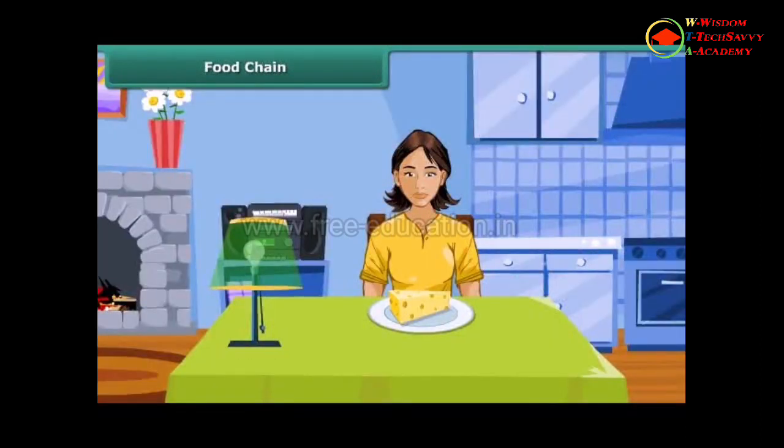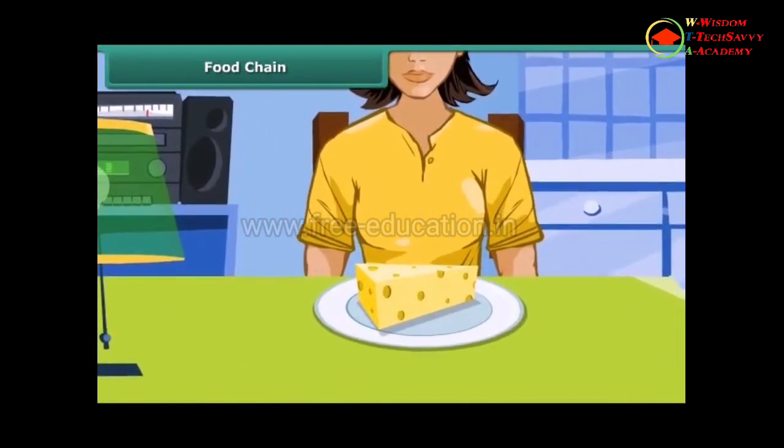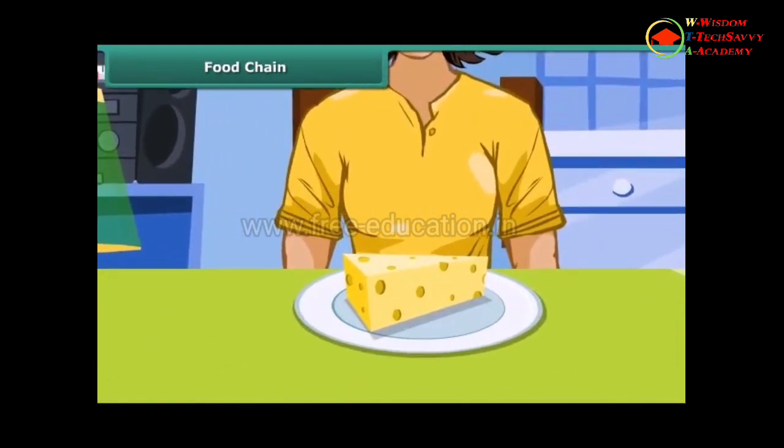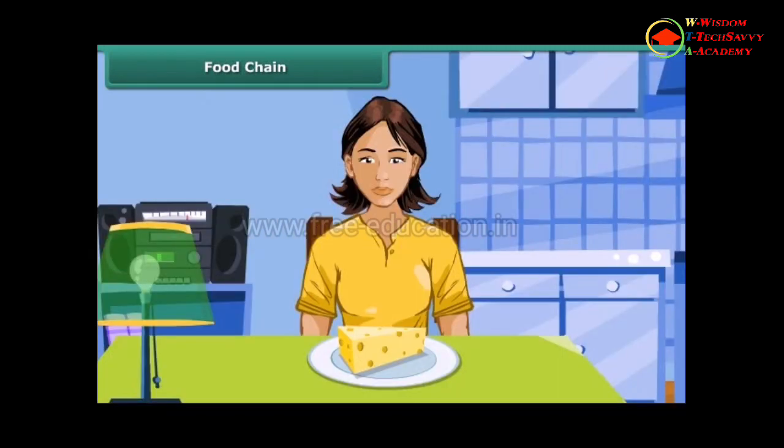It is breakfast time. Ria is relishing a cheese cube. She decides to trace the cube back to the place from where it originated. The cheese cube comes from milk and the milk from the cow. The cow eats plants. Plants produce their food with the help of sunlight. Ria just traced the food chain.